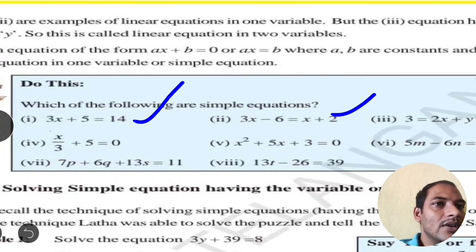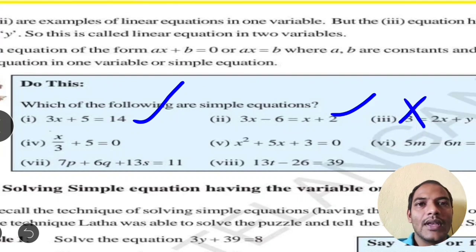Next, the third question, 3 equals 2x plus y, is a linear equation because its degree is 1, but it has two different variables, so it is not a simple equation. Next, the fourth question, x by 3 plus 5 equals 0, is a linear equation because its degree is 1 and it has only one variable, x.